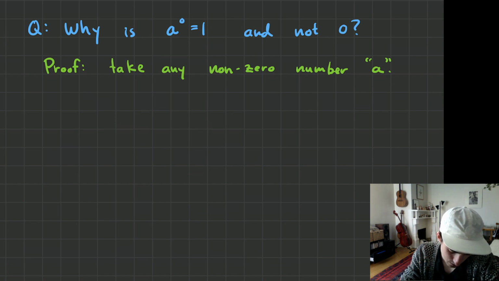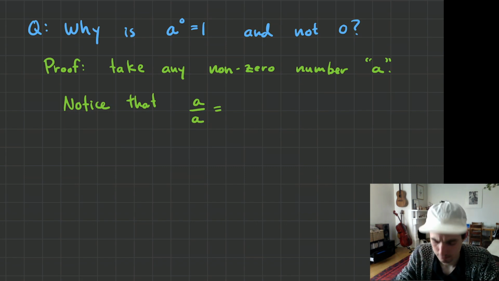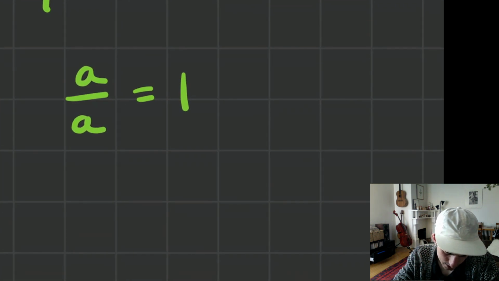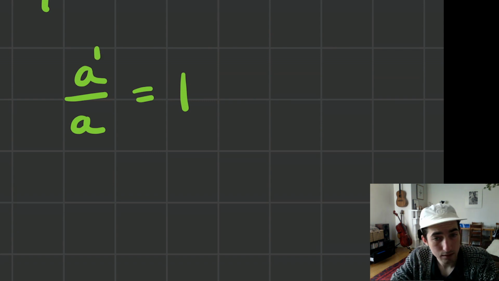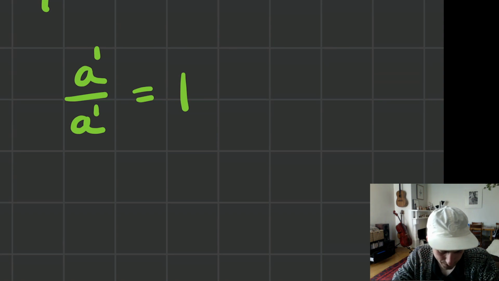Okay, so what we'll do is we'll notice that a over a, well, what's that equal to? Well, it's equal to 1, right? Anything divided by itself is equal to 1. Well, a to the a, let's just change this for a second. I know that a is equal to a to the power of 1, right? And so is this one. This is also a to the power of 1. So this is a to the power of 1 over a to the power of 1.